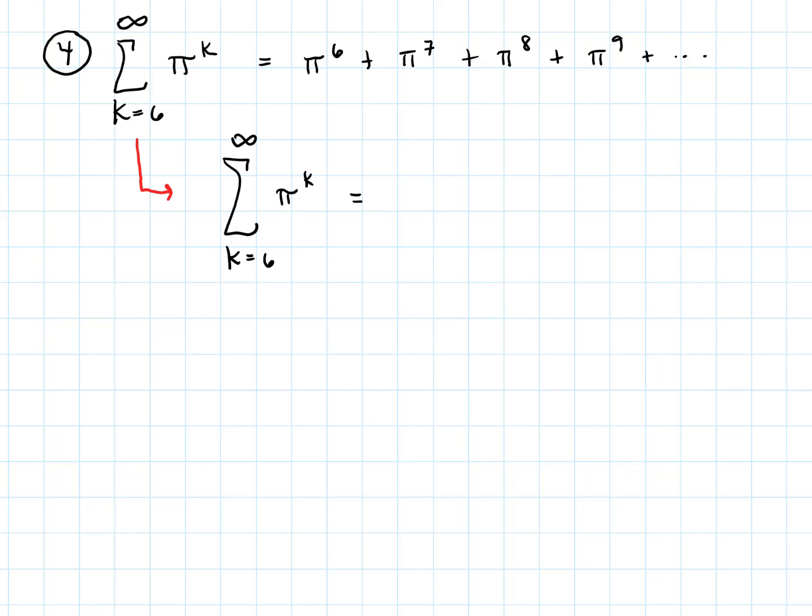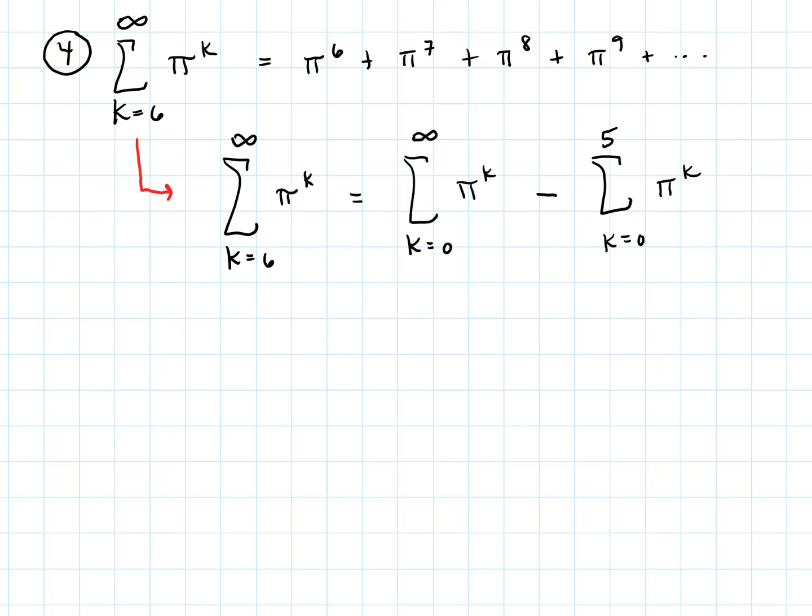And so what I would say here is that this is exactly the same as saying that this is the series from k equals 0 to infinity of pi to the k. But then we subtract off some finite terms to get that to start at 6. So this is the series from k equals 0 to infinity, and then subtracting off a couple of terms here. So then we would subtract off the terms from k equals 0 to k equals 5 of pi to the k.